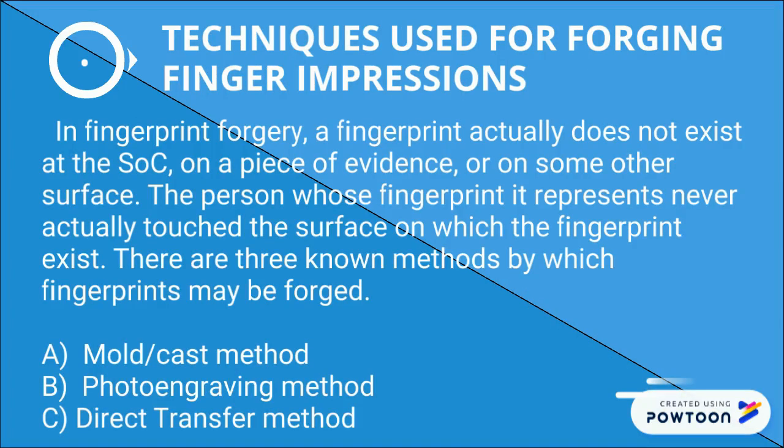Techniques used for forging finger impressions. In fingerprint forgery, a fingerprint actually does not exist at the scene of crime, on a piece of evidence, or on some other surface. The person whose fingerprint it represents never actually touched the surface on which the fingerprint exists. There are three known methods by which fingerprints may be forged: mold or cast method, photo engraving method, direct transfer method.